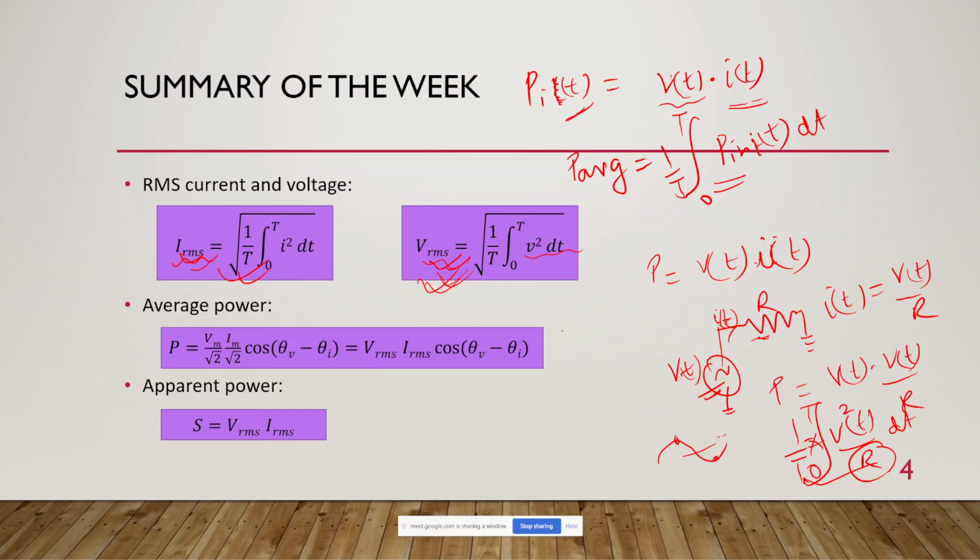Okay. And now there is apparent power. That is what I will be telling you about next. So, what is apparent power? You know that average power here is written in this form. There is a factor here, cos(theta_v minus theta_i), where theta_v is the phase of the voltage source, and theta_i is the phase of the current. So this is the factor which is multiplied.